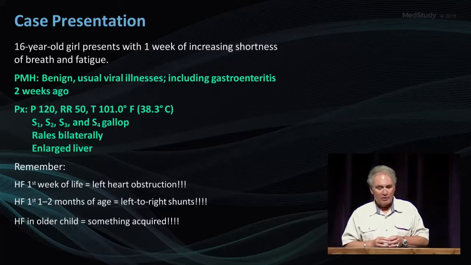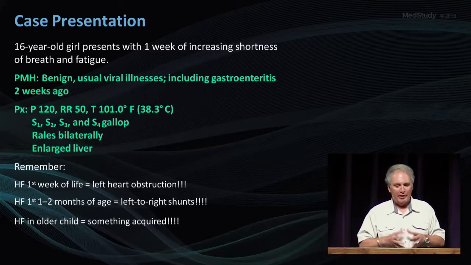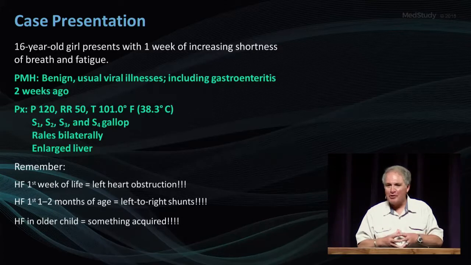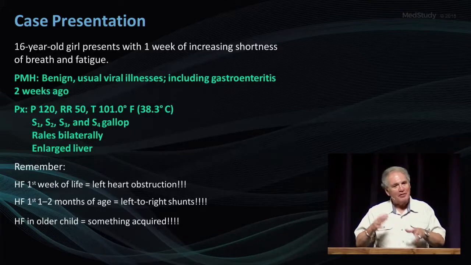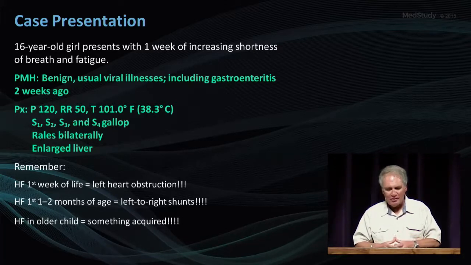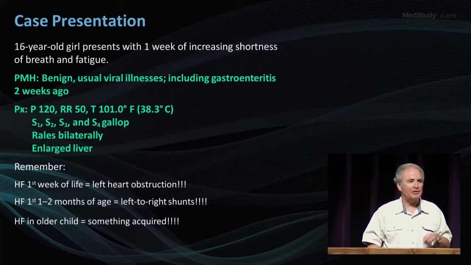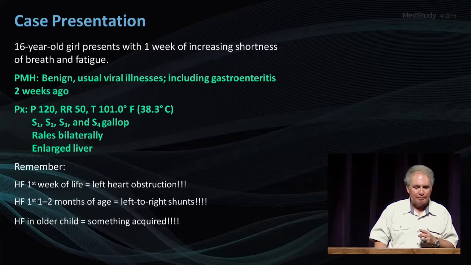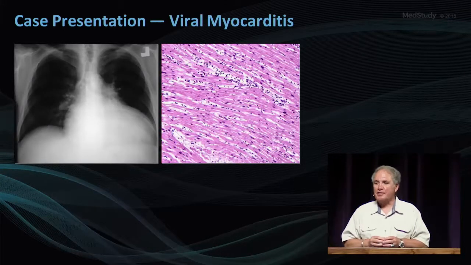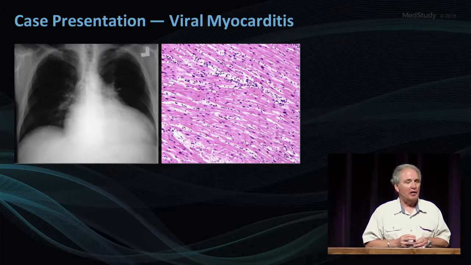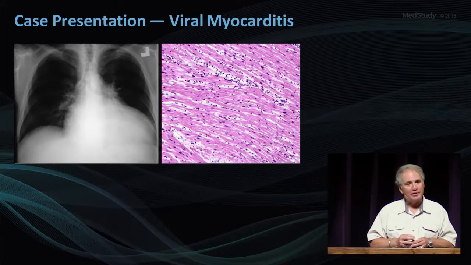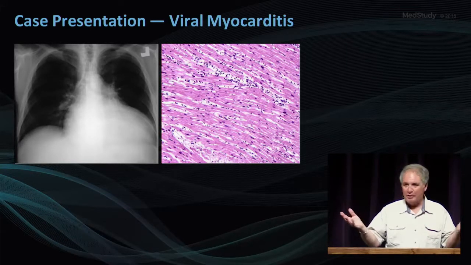bilaterally, enlarged liver. Again, heart failure in the first week of life suggests left heart obstruction, heart failure at about 4, 6, 8 weeks of age suggests left to right shunts, and then heart failure in an older child. Remember, something acquired. So this kid has acquired something. And this is a case presentation of a child with viral myocarditis, heart failure preceded by a viral illness, gastroenteritis.